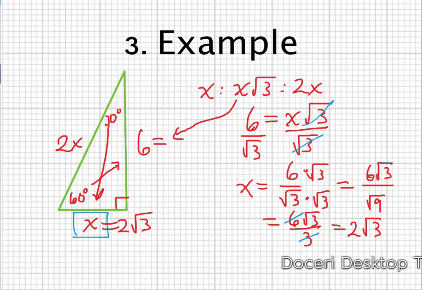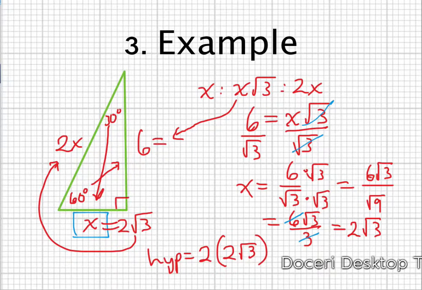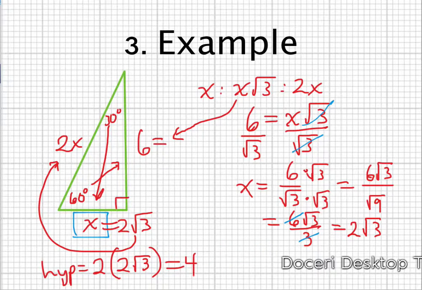To find my hypotenuse, all I have to do is substitute this in here, which basically means I multiply it by 2. So the hypotenuse is going to be 2 times 2 square roots of 3. Now again, I can't multiply things that have a square root, so I'm only going to multiply the things that don't have a square root. So this is 2 times 2, which is 4. So my hypotenuse is going to equal 4 square roots of 3. So those are your two answers, 2 square root of 3 and 4 square root of 3.